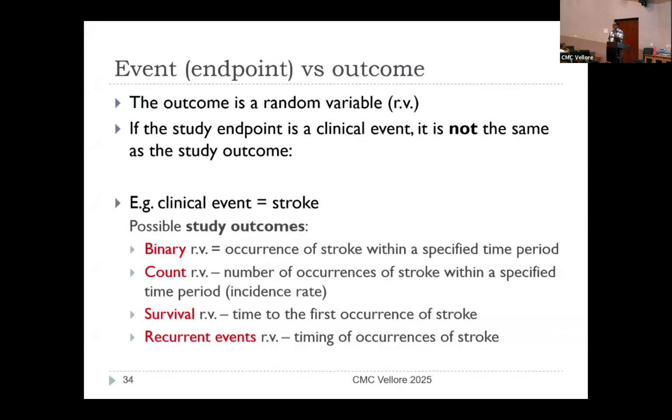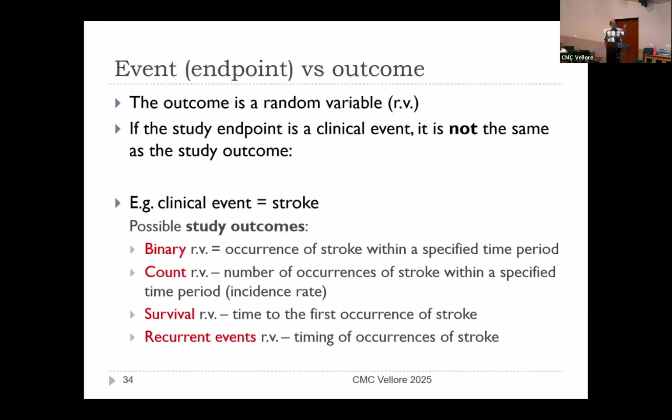So I want to make a distinction that most people do not do. They say sometimes, oh, my study event is such and such, or my study endpoint is such and such, or my study outcome is such and such. And they use those three things as synonymous. They are not. Event and endpoint you can consider as synonymous, but outcome is a random variable. So now I'm talking as a statistician. Event and endpoints are clinical things that happen to you. So a heart attack happens to you, but the outcome is a random variable.